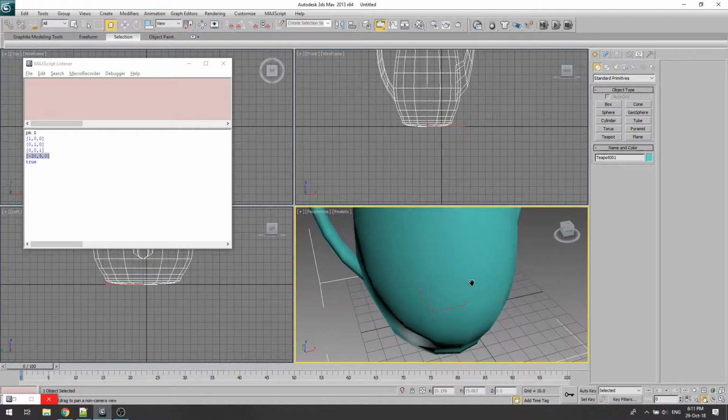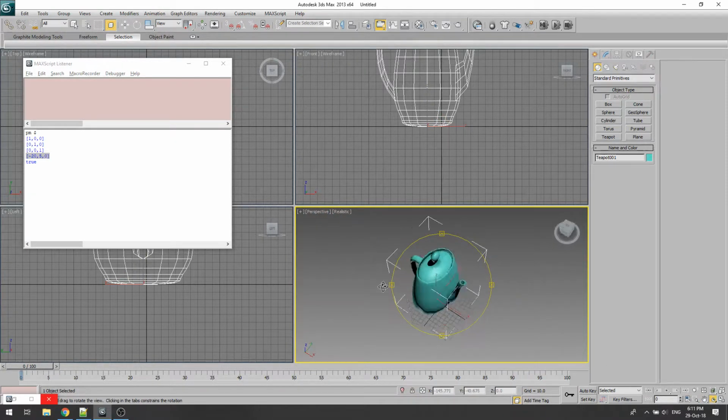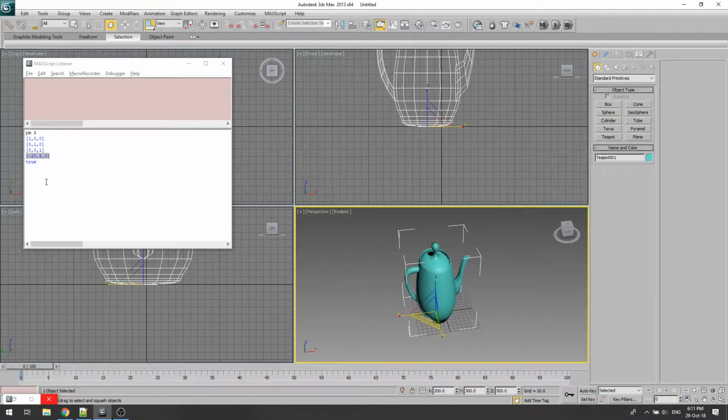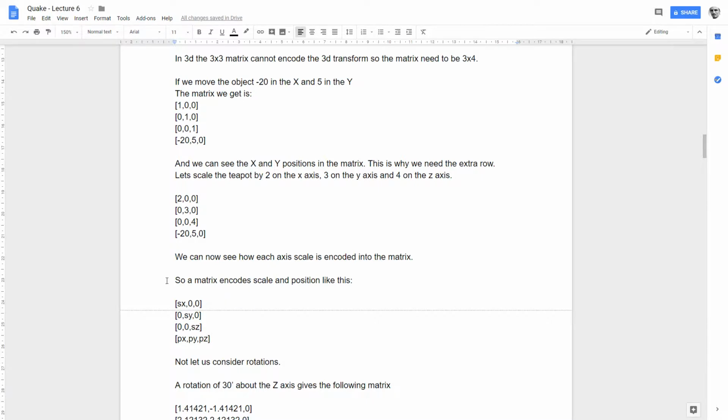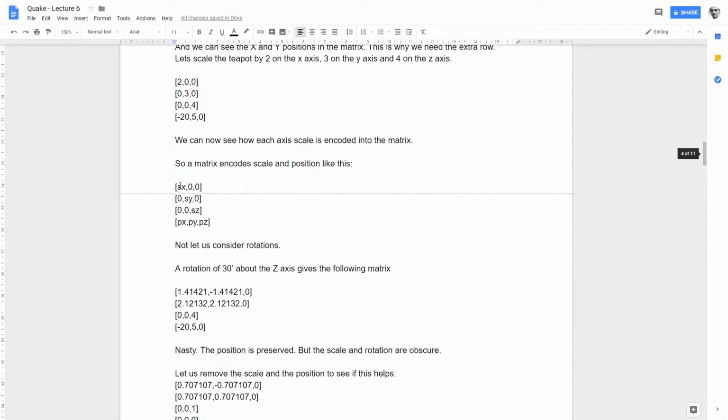So now we have a much bigger teapot and a rather distorted teapot. And again, if I have a look at the transform, you can see our 200%, because Max uses a percentage scheme, is twice as big. So it's 2 in the X, 3 in the Y, 5 in the Z. So you should be able to see how a matrix encodes position and scale. So it's like this. We have Sx, Sy and Sz, which are the diagonals of the matrix, which were previously 1 because it makes sense that everything should be scaled by 1. And then we have the offset Px, Py, Pz.